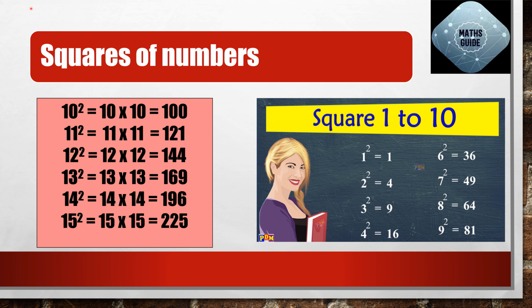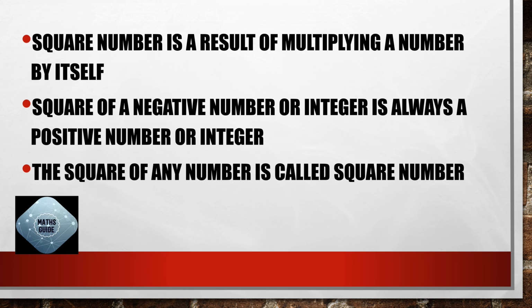We must learn the square of different numbers. For example, here the square of 10 is 100, the square of 11 is 121, 144 is the square of 12, 169 is the square of 13, 196 is the square of 14, and 15 squared is 225. So now we have noticed two things: a square number is the result of multiplying a number by itself, and the square of any number is called a square number.